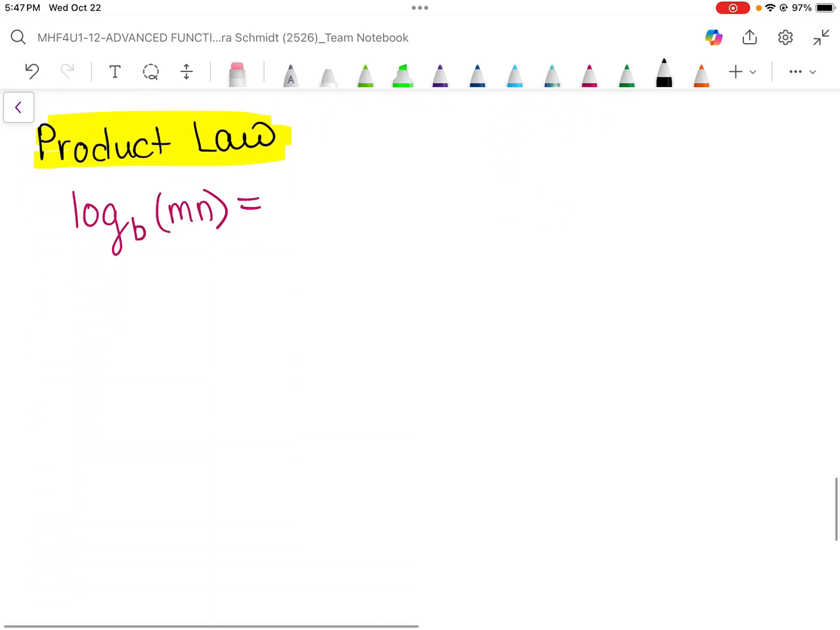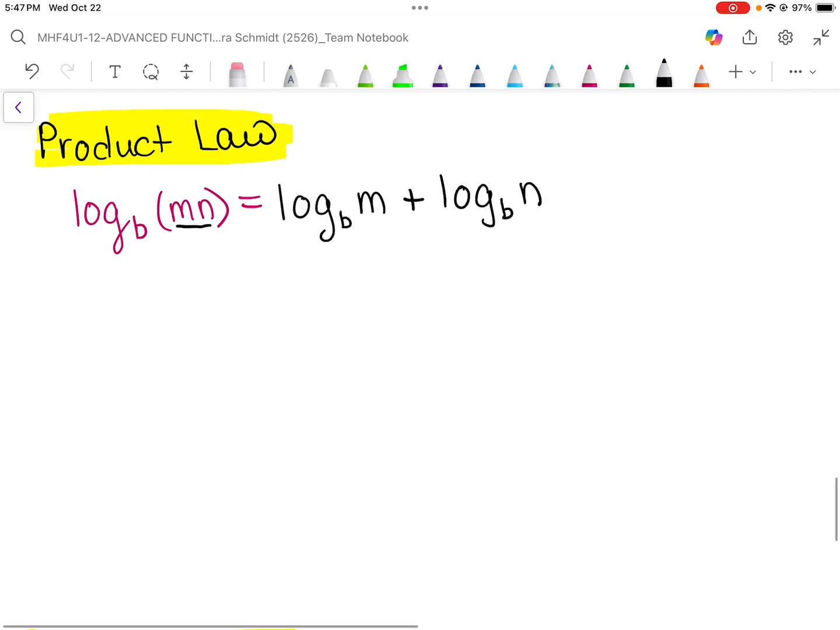We have something called the product law. And the product law is when you have log base b of m times n, you can actually split this up into log base b of m plus log base b of n. So you can actually split this product into an addition problem and vice versa. You can go both ways.